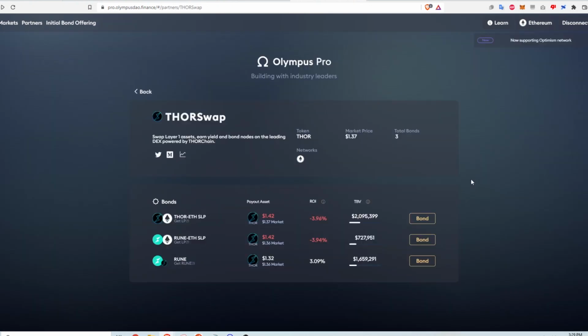Okay, so that's it for this video. Hopefully this clears up some things about the THOR token compared to the RUNE token. And then I've shown a couple of ways that the THOR token can be used. First by staking and then by bonding.